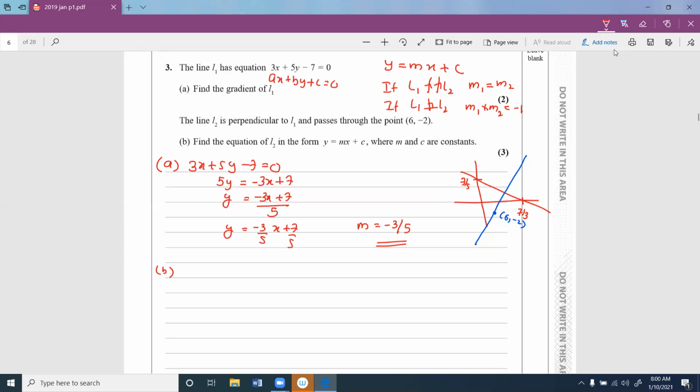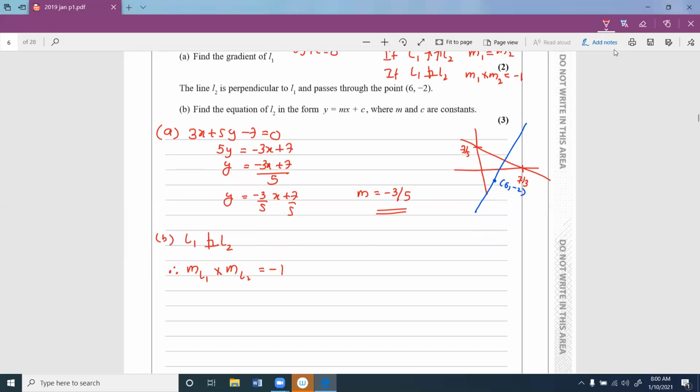Okay. Then they mention it's perpendicular to that. The line L2 is perpendicular to line L1 and passes through the point (6, minus 2). Find the equation of L2 in this form. Then you can say this is the one. Line L1 is perpendicular to line L2. With that, what is the theory we know? Therefore, gradient of line L1 times gradient of line L2 becomes minus 1.